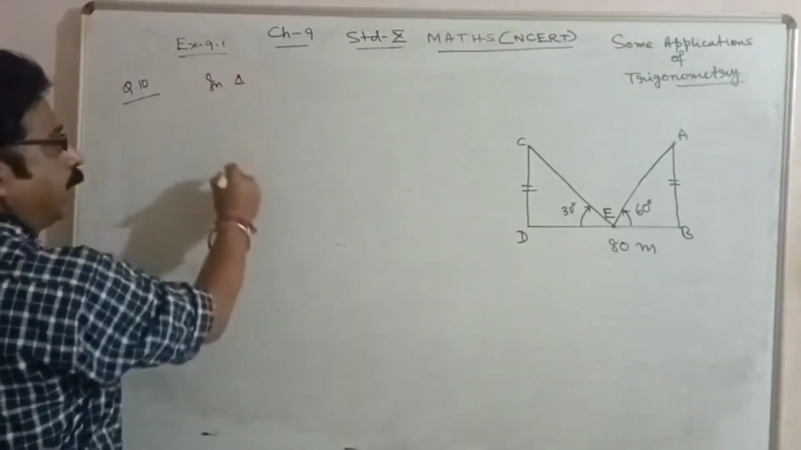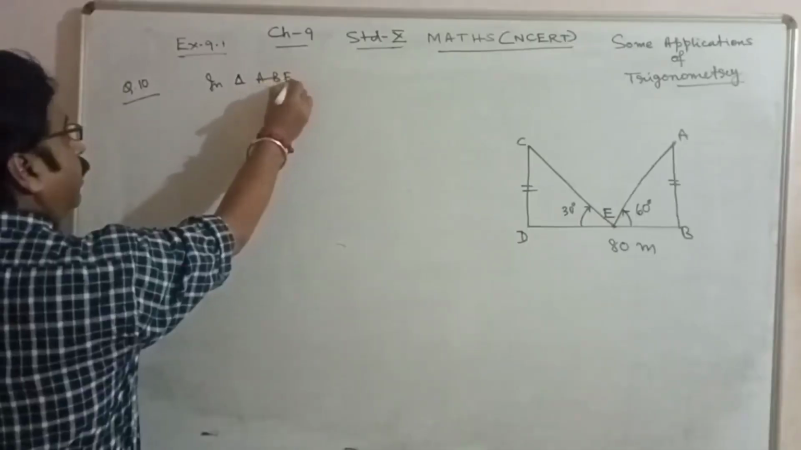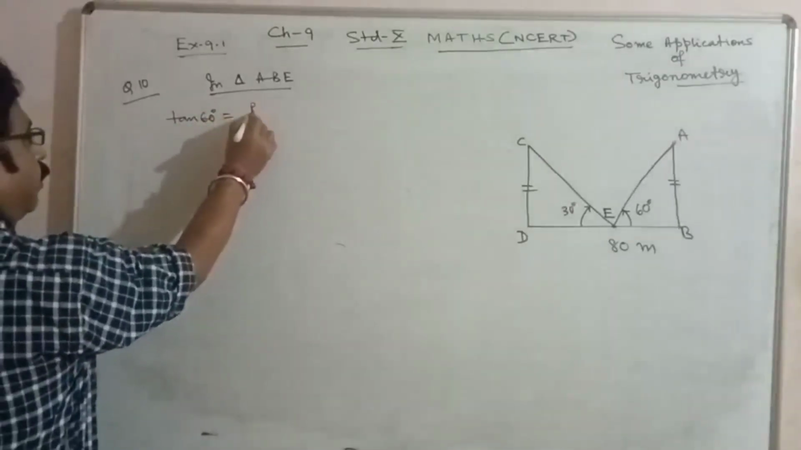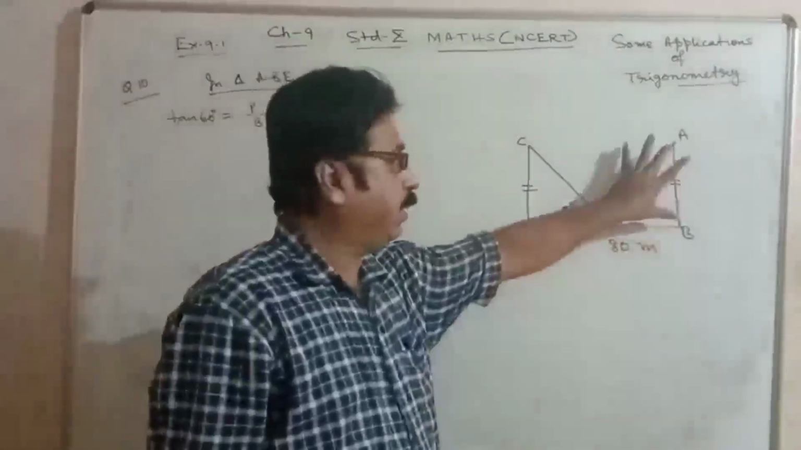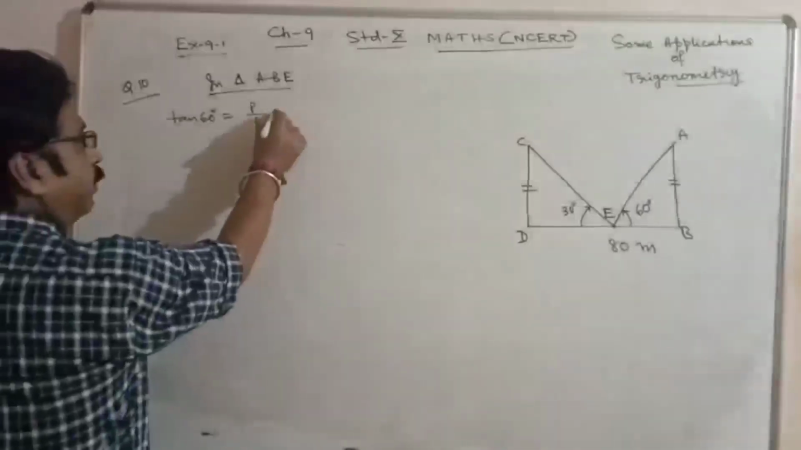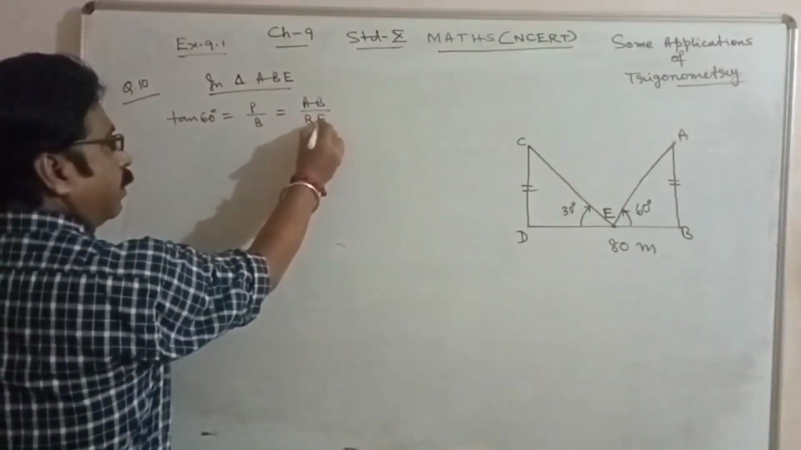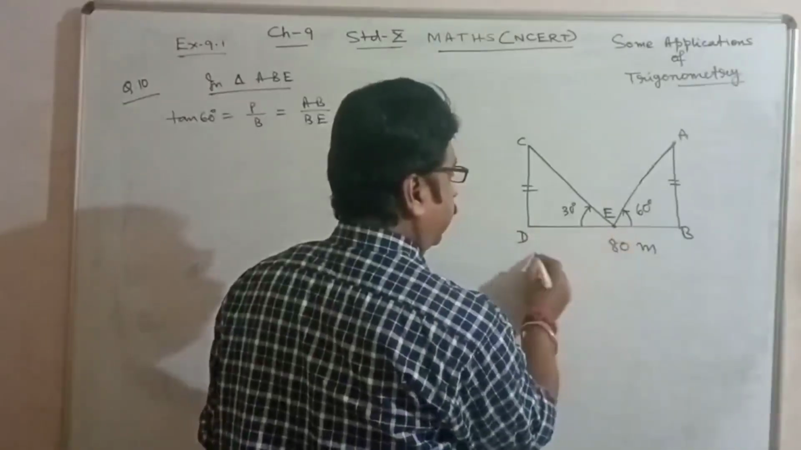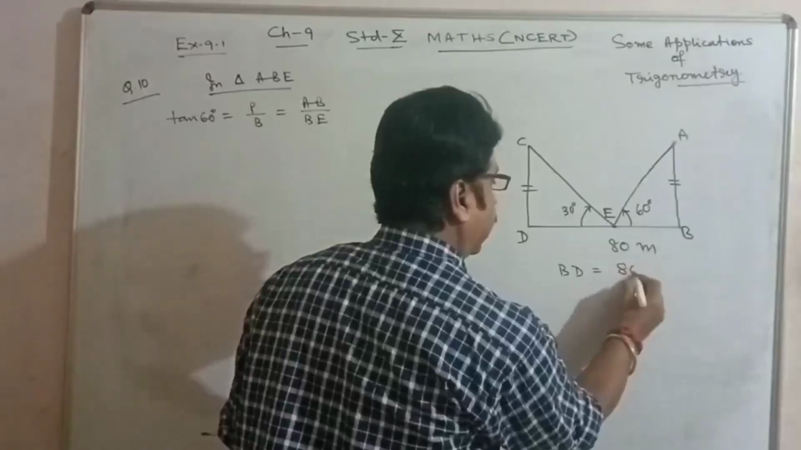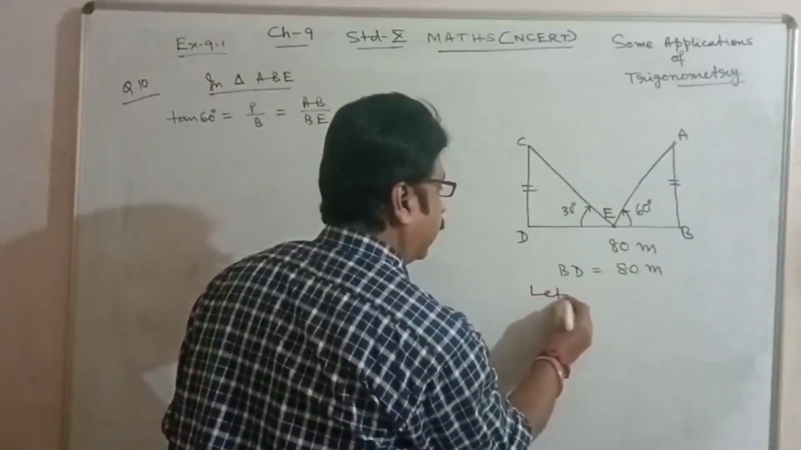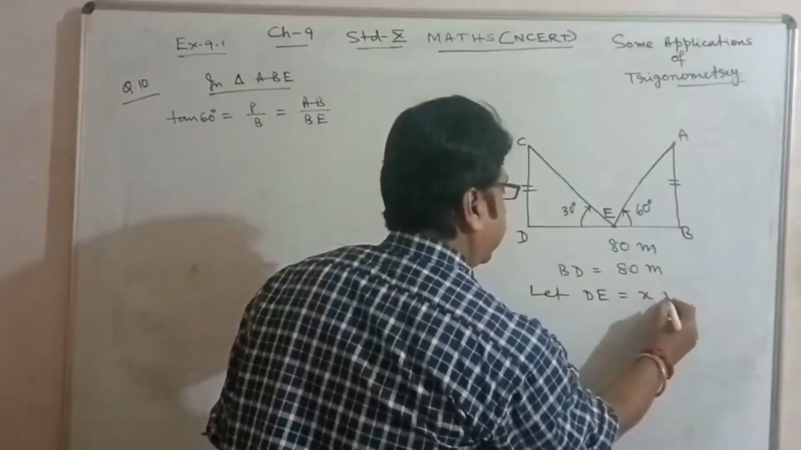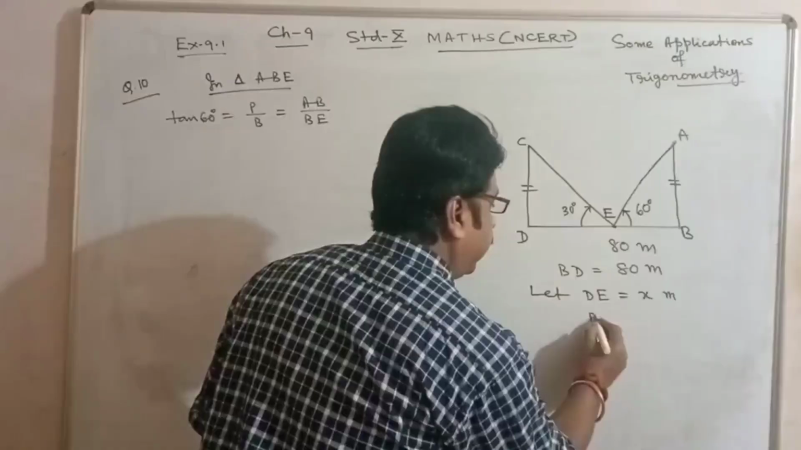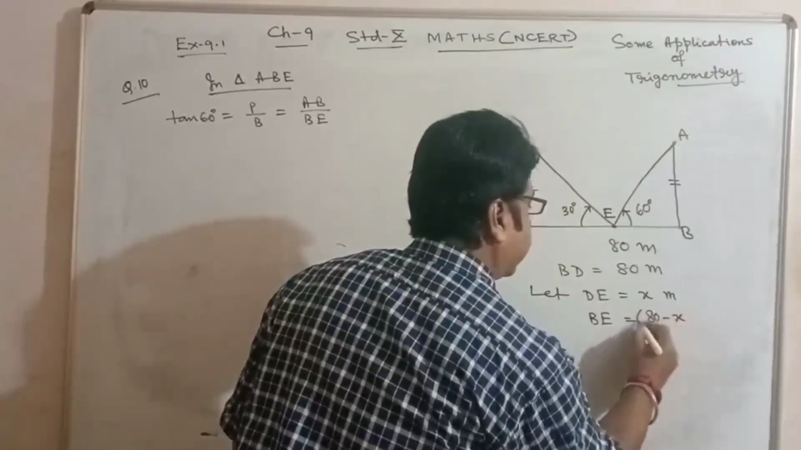In triangle ABE, tan 60 degree. For 60 degree, AB is perpendicular, BE is the base. Suppose BD is given 80 meter. Let DE is x meter. This much is x meter. Then this much will be 80 minus x meter. BE will be 80 minus x meter.